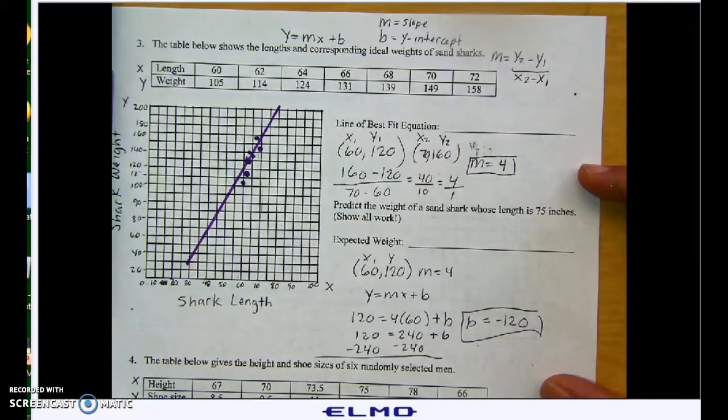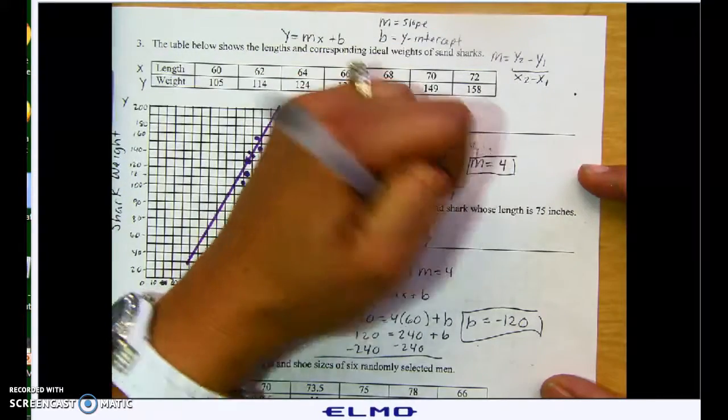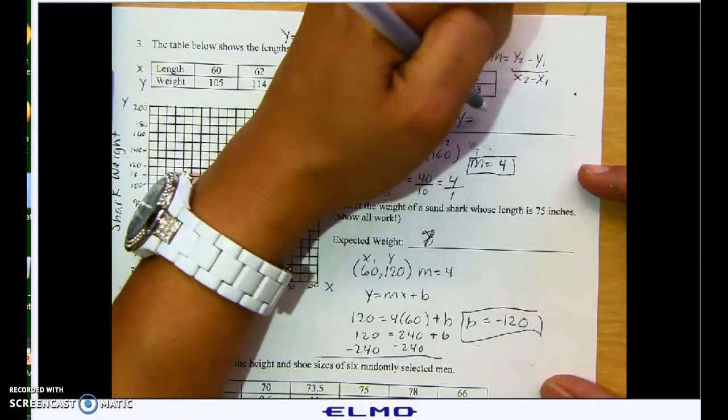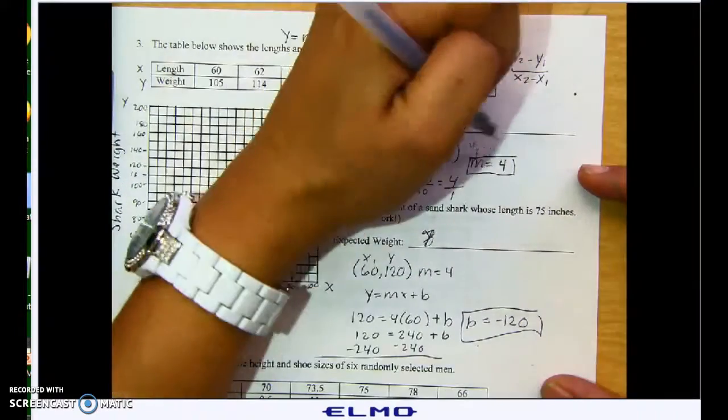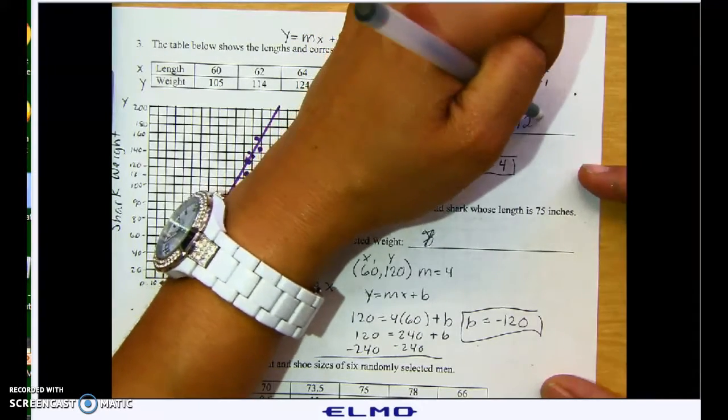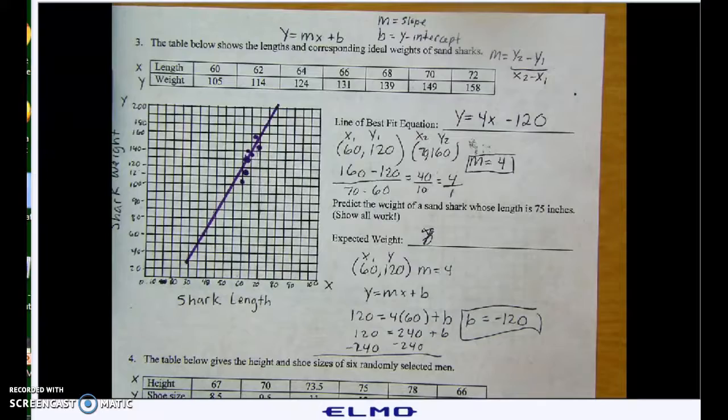I have my m and my b now. I can write the equation. My equation is going to be y, oops, wrong spot. y equals, my m is 4, there's my x, minus 120. That's the equation of the line for the graph that tells me the shark length and the shark weight based on the scatter plot data points.